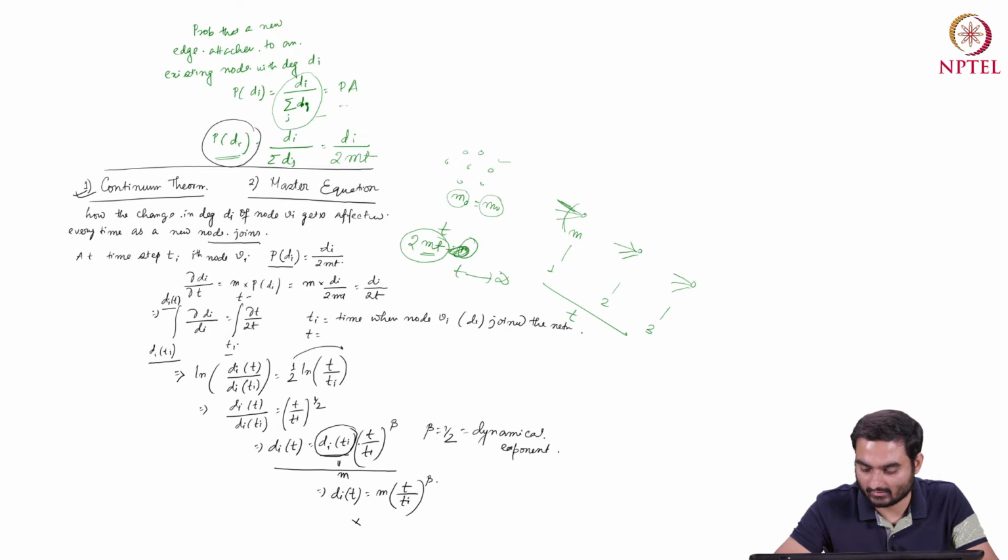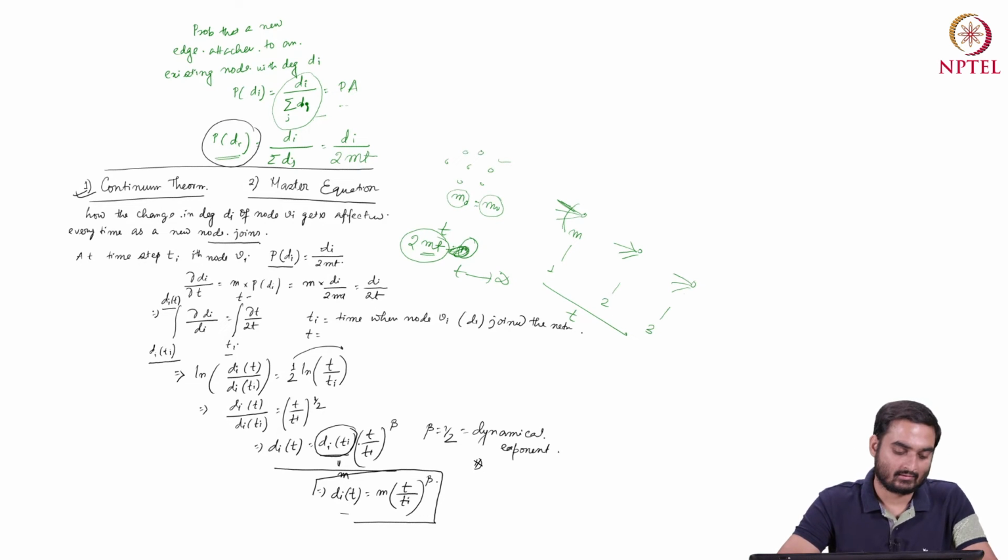This is a very, very important equation. Try to understand. There are three observations that we can draw. Number one is that d_i(t) is proportional to t to the power beta. This is also a power law, which basically says that the degree growth of node v_i is proportional to the time.